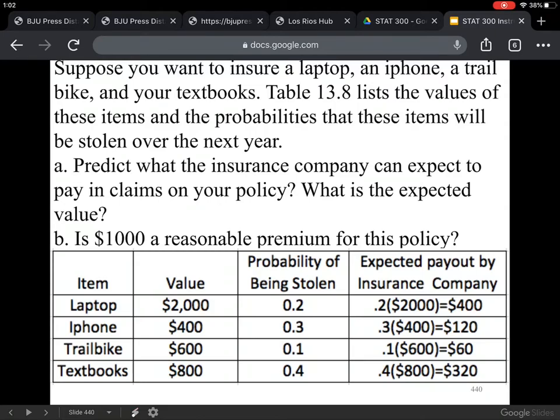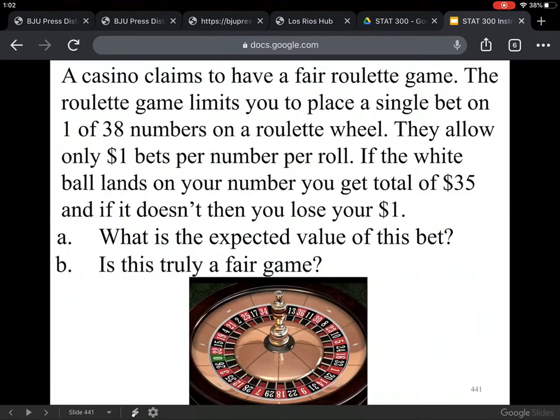So that's a different context, but you see expected value was used here as well. What's the average amount that the company should pay out? It should pay out $900. Again, granted, these are the probabilities with which these items can be stolen. Okay, a couple more examples.